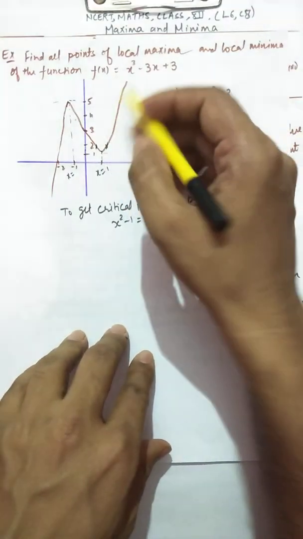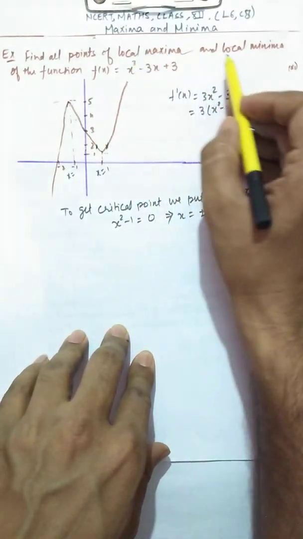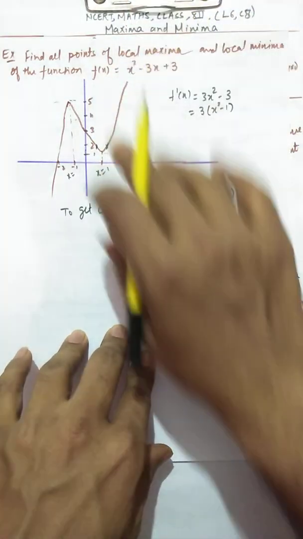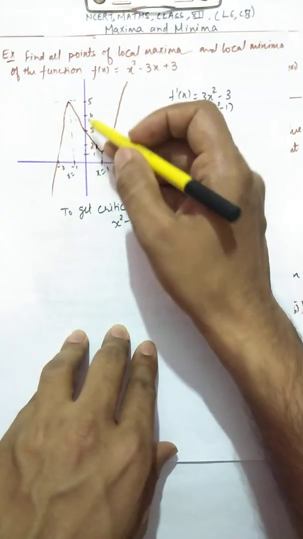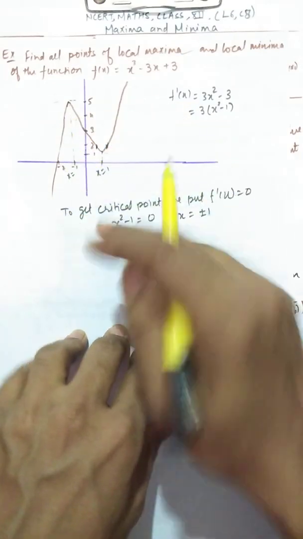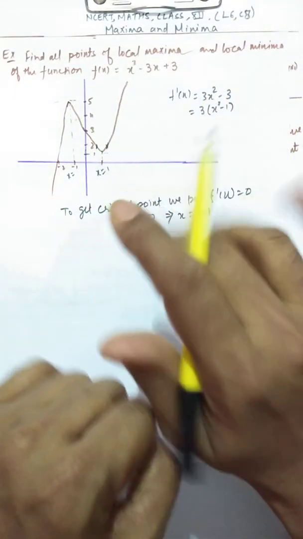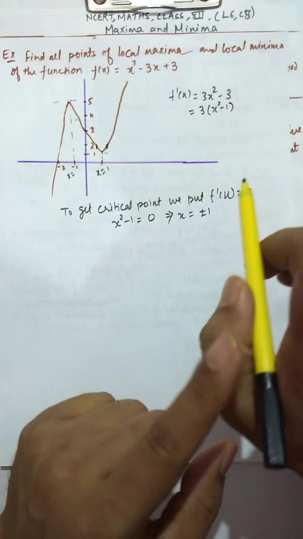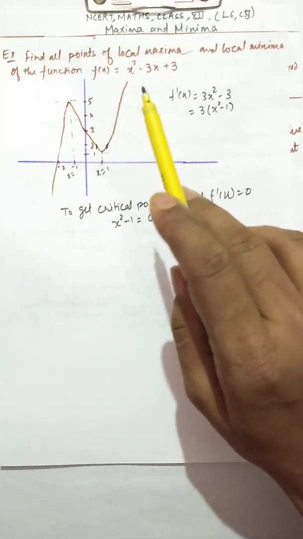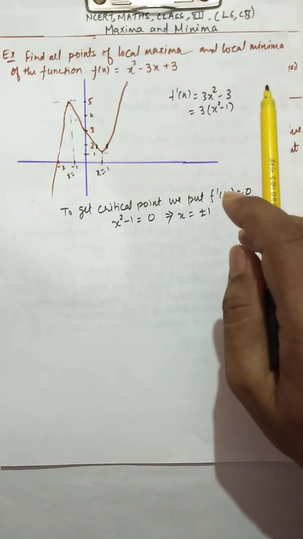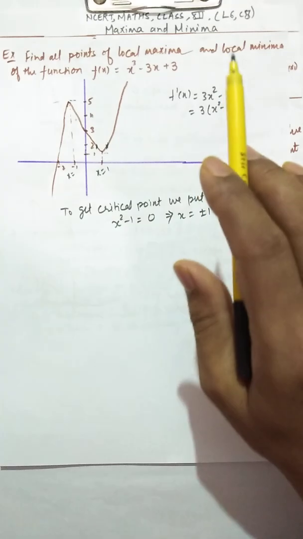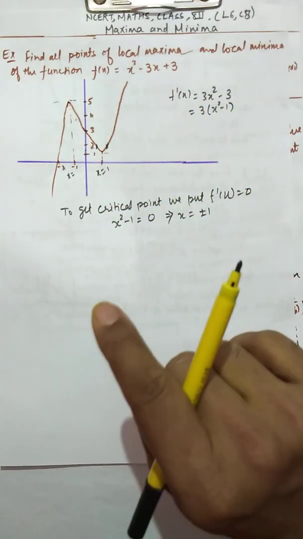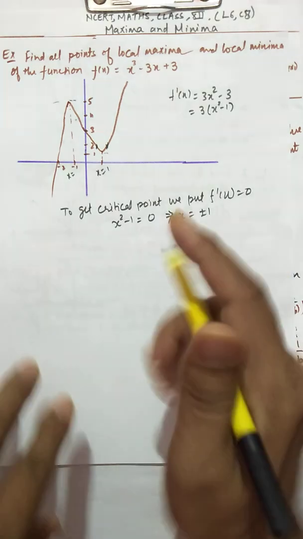Otherwise, if they don't say local maximum or local minimum, this function is going to infinity, so there is no maximum value of this function. Similarly, this function is going down, so there is no minimum value of this function. But we are not asking to find the maximum and minimum value. We are asking you to find local maximum and local minimum values. Local maxima and local minima are found around your critical points. So keep in mind this very, very important thing.